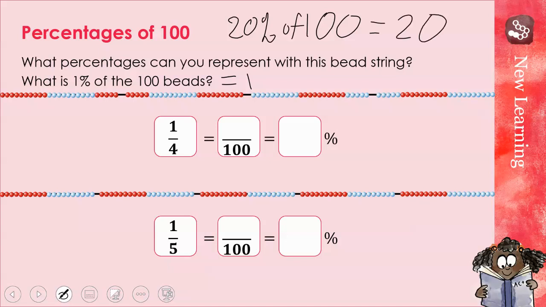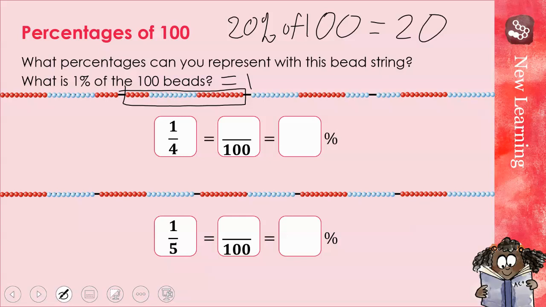If I'm finding 40% of 100, the answer is 40. 6% of 100 is 6, and so on. Because obviously percent means out of 100, so I'm finding 1 out of the 100 beads. So let's take 1/4 of these beads, like I have here. 1/4, how many beads have I got there?